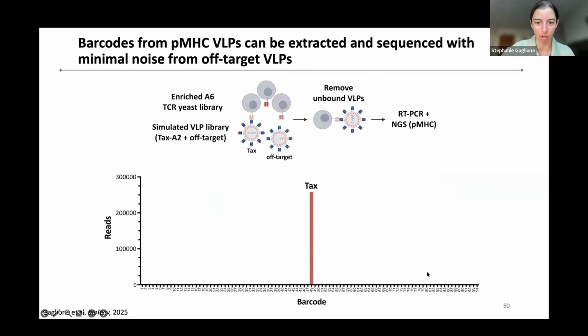And this was the moment I said, all right, this is a pretty clean platform. We don't see much in the way of off-target VLPs binding. So this is just unprocessed read data. There's no processing. This is simply pulling off which of the 97 VLPs bound the A6 enriched yeast.